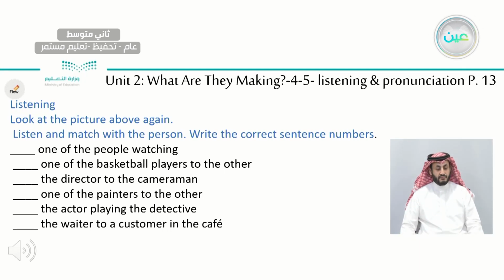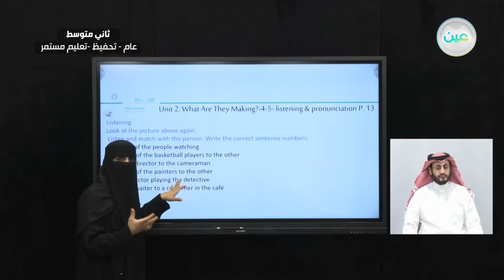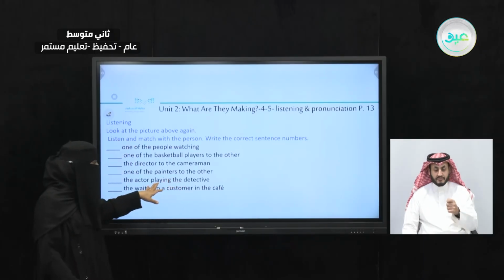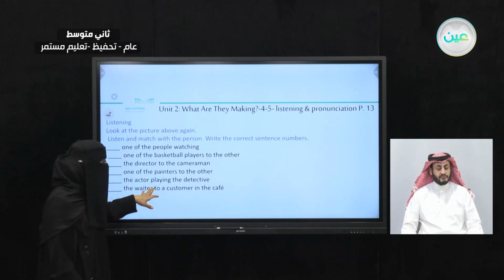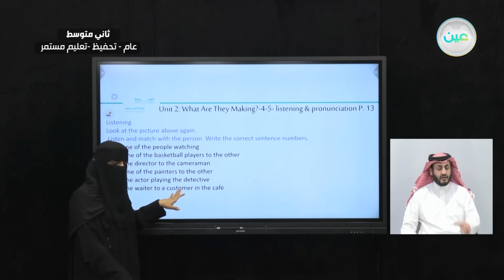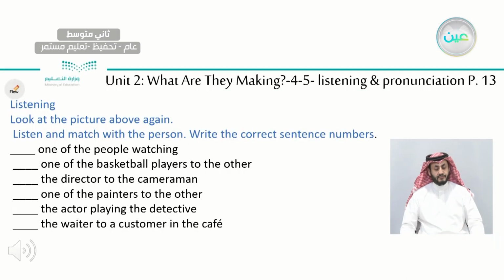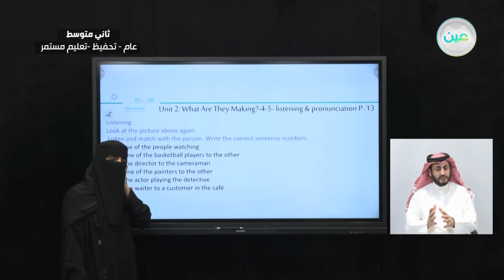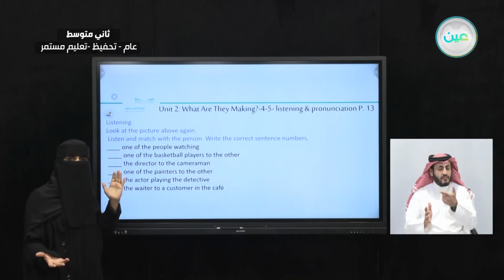and the director to the cameraman. So one of the basketball players talking to his friend, or the director talking to the cameraman, or the painters talking to the man painting with him, or the actor, the detective, the actor acting as a detective, he is talking, or the waiter talking to the customers in the cafe, okay? So you have to know these are the people. So you will listen to a conversation. You have to guess who said it, who's talking, okay?